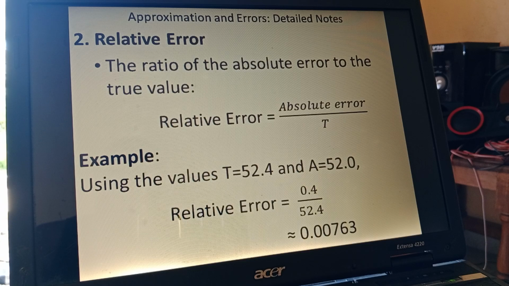The next type of error is known as the relative error. The ratio of the absolute error to the true value. Relative error equals absolute error over true value. Example, using the values t = 52.4 and a = 52.0, relative error will be 0.4, which was the absolute error we had seen earlier, over the true value 52.4, and you get approximately 0.00763.